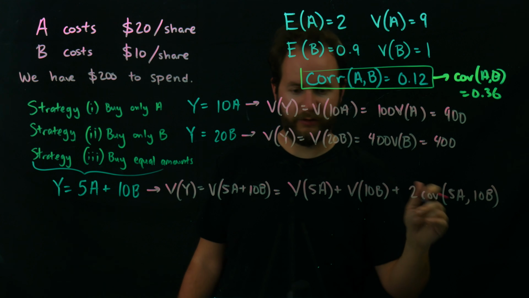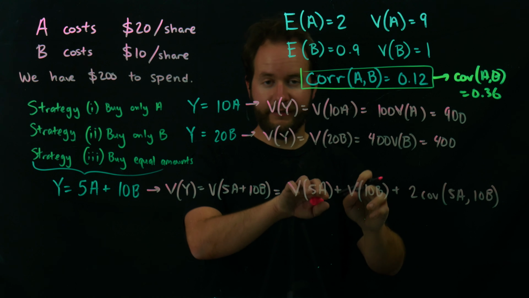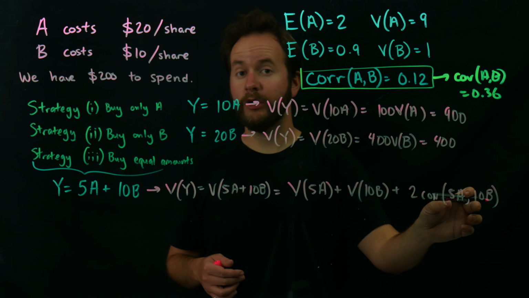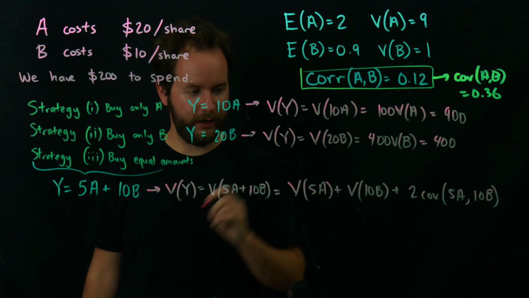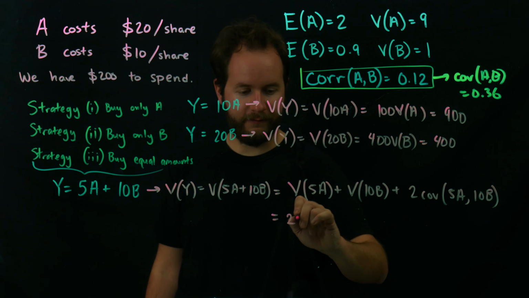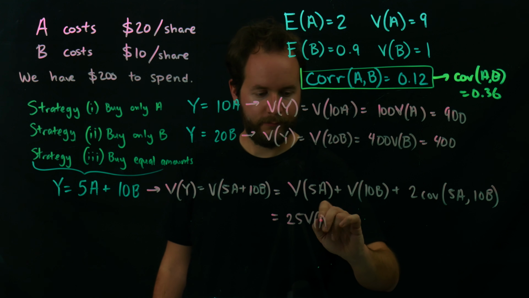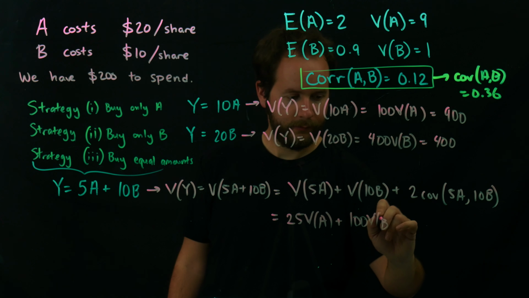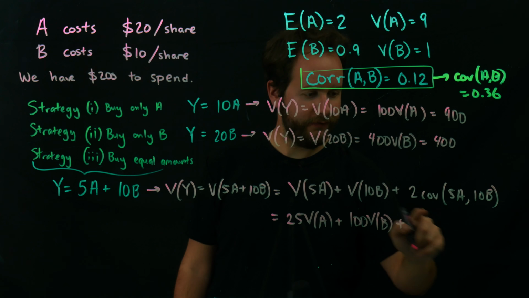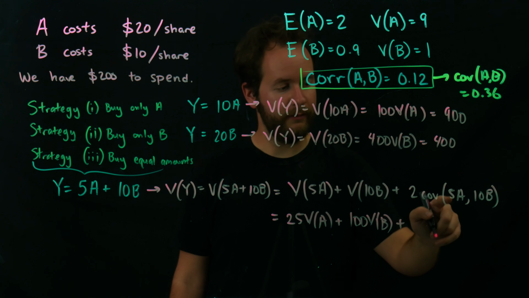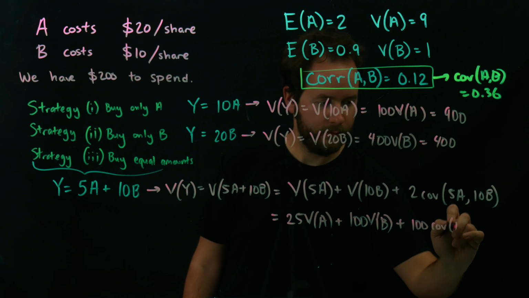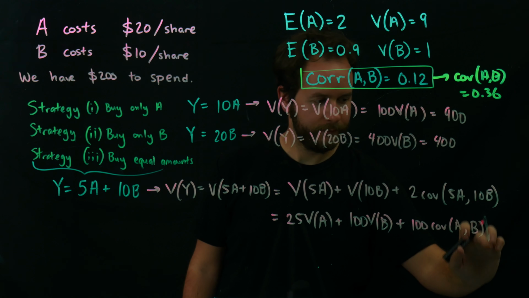All right, this is a doozy of a calculation. We're going to pull the 5 and the 10 out through the variance and square them. We can also do the same for the coefficients here, but we don't need to square them. So watch this next line very carefully. We're going to end up with 25 variance of A plus 100 variance of B plus, this 5 comes out, this 10 comes out, 2 times 5 times 10 is 100. Don't need that parentheses.